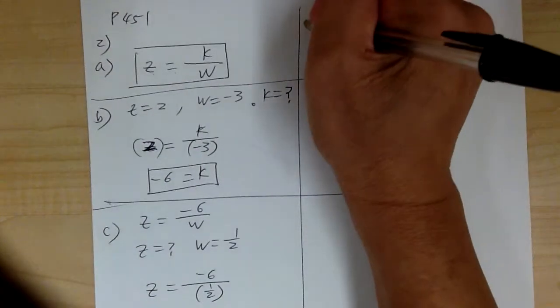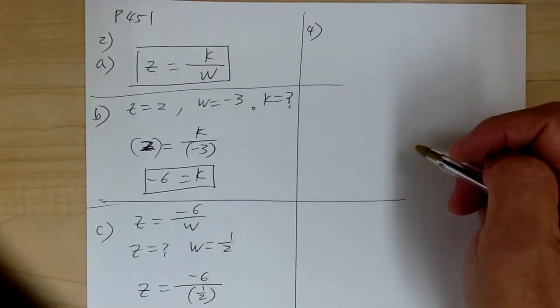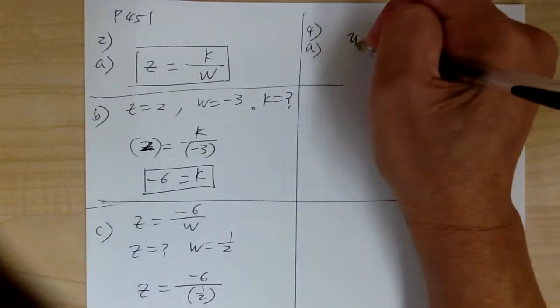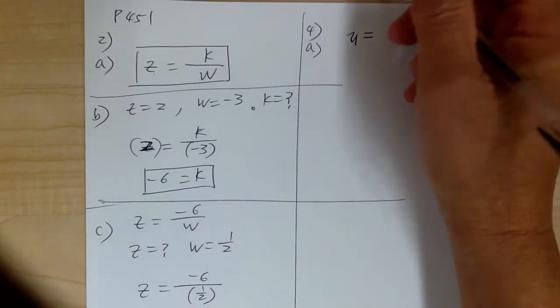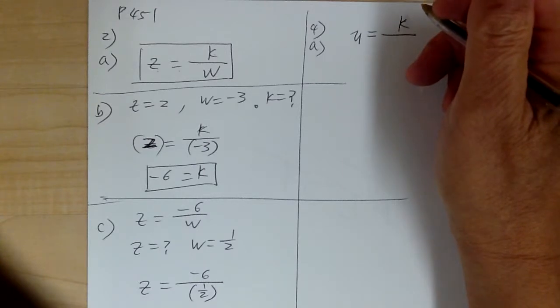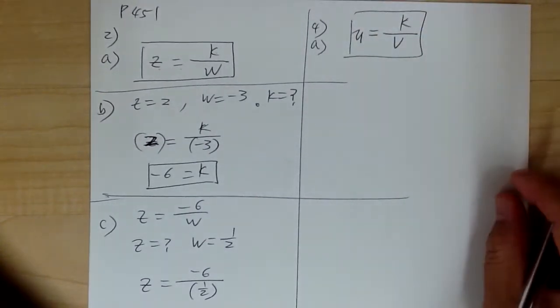Okay, let's go to number 4. You can read, it says, for part A, u is inversely proportional, means k over blank, so it's inverse proportion to v. Okay, so that's your answer for part A.